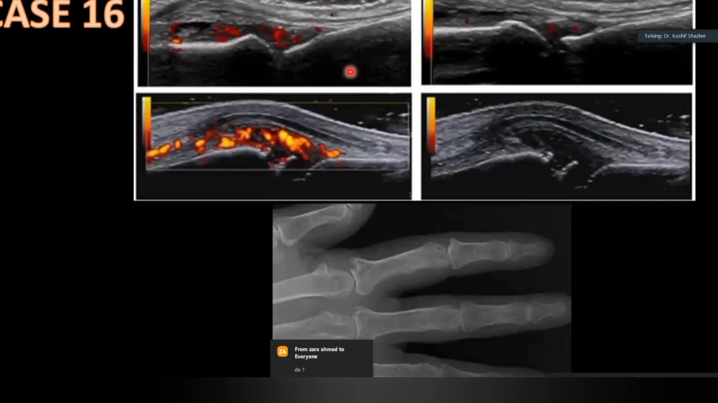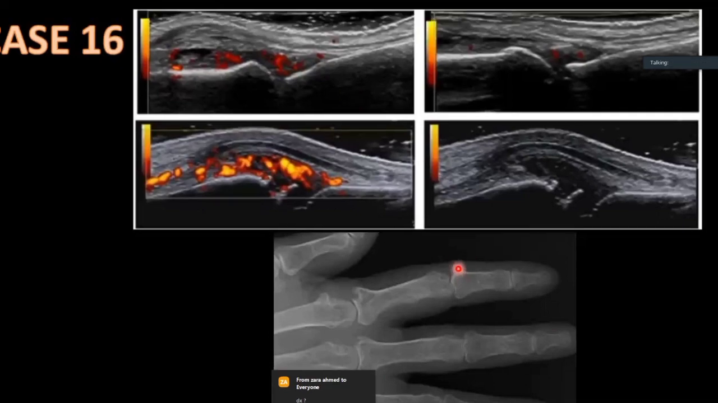So another case, a very interesting case. X-ray shows marginal erosions in the periarticular location in multiple joints, small joints, especially the metacarpophalangeal and the interphalangeal joints. Okay, all these erosions are highly suggestive of seronegative spondyloarthropathy like psoriatic arthritis, or even can be seen in cases of RA.